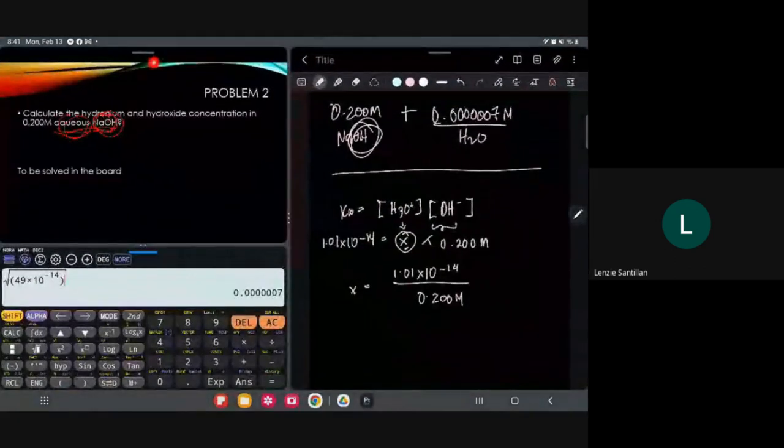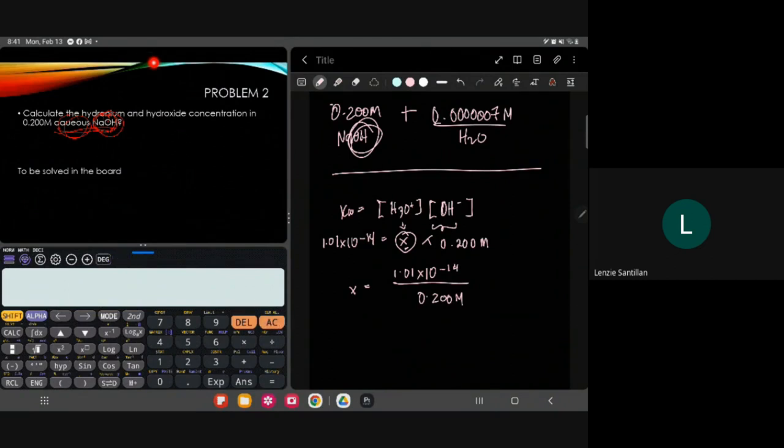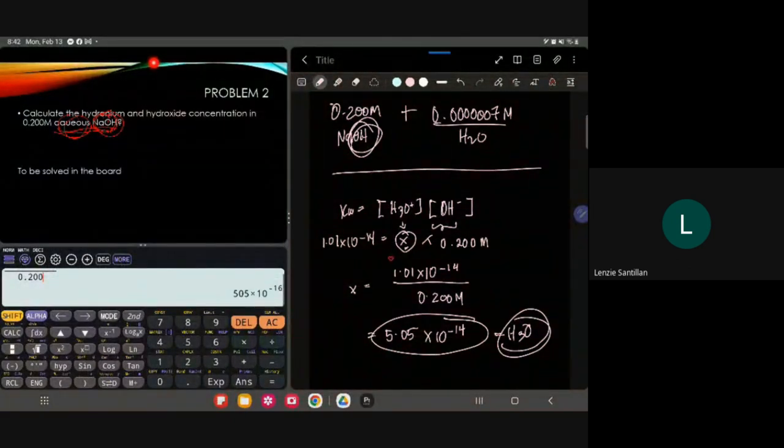Ayan, okay? So, ang answer natin dito will be 1.01 times 10 raised to negative 14 over 0.200. So the answer is, okay, ang pangit ng ano ko ha. Teka lang, ayusin ko later na lang. So ano to, 5.05 times 10 raised to negative 14 or 5.05 times 10 raised to negative 16? Parehas lang yan, minove ko lang. Okay, para meron siyang three significant figures. So 5.05 times 10 raised to negative 14. Ito ang value ni hydronium na na-dissociate. Naiintindihan, ito yung X natin.